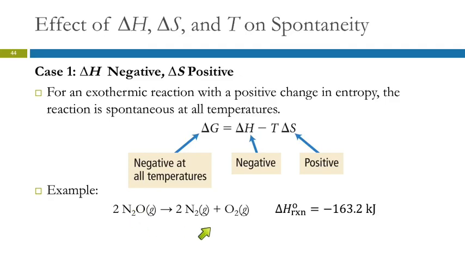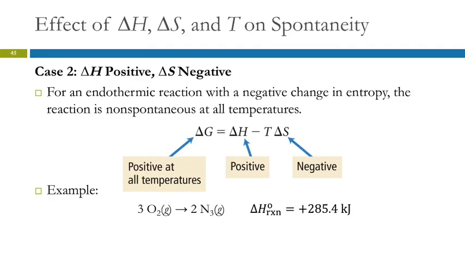An example here in this reaction, delta H is negative. How can we tell that delta S is positive? Increasing number of moles of gas. So we have increasing disorder, we can think of it that way, increasing number of places to put energy.